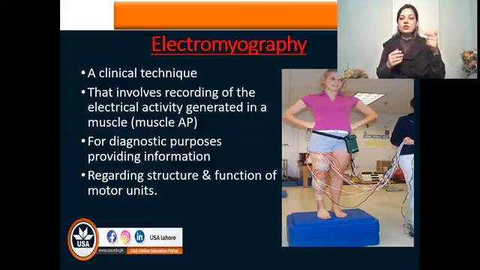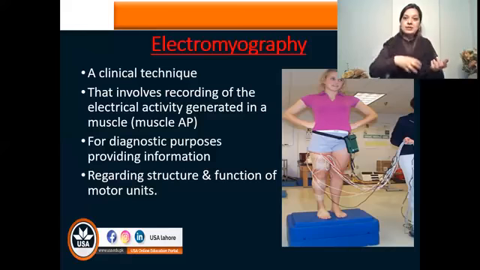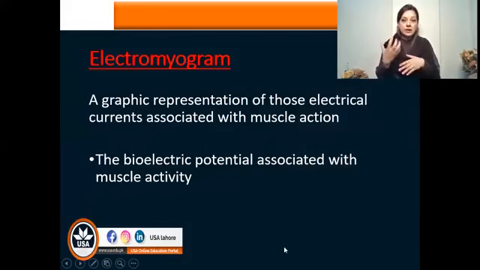So let's revise it again. I said electromyography is a clinical technique that involves the recording of the electrical activity that is generated in our muscles. And why do we need to record this electrical activity? For diagnostic purposes. And that provides information regarding what is going on inside the muscle, about the structure and the function of the motor units. And the graphical representation of all those electrical activities that are associated with the muscle action is said to be the electromyogram.